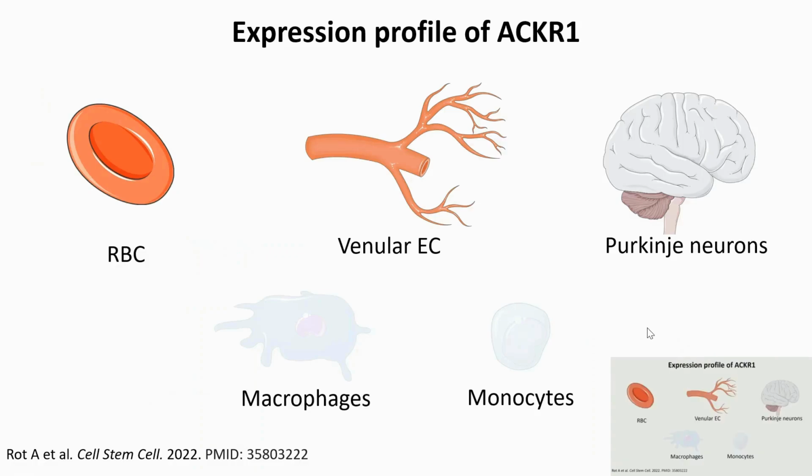So overall, what we showed is that by using validated antibody, we could demonstrate that neither macrophages nor monocytes express SEKR1. The profile of expression I explained before at the beginning of the talk is actually the real one. It's only expressed by erythroid, venular endothelial cell, and Purkinje neuron in the cerebellum.